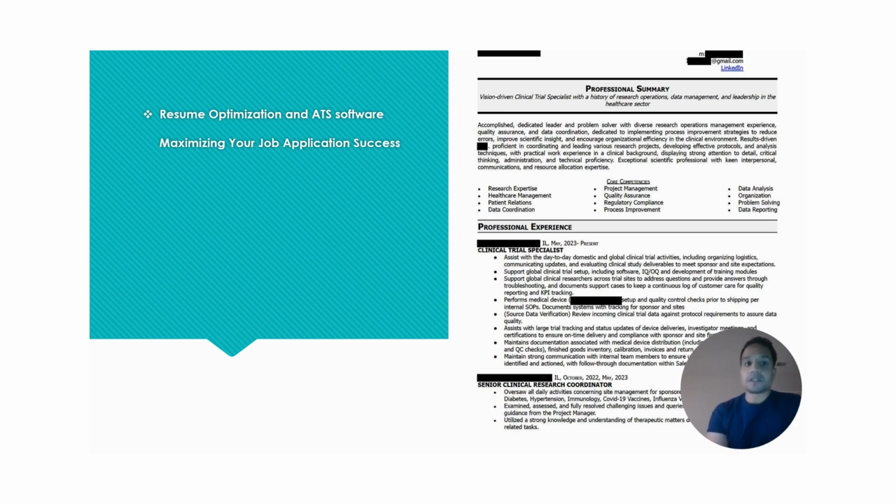Now, it seems like a lot of jargon, but two things are going on here. One, it's optimized by keywords, for example, domestic, logistics, communicating updates. It's optimized by keywords for that ATS software. And two, once a resume like this gets to the hiring manager, they're going to quickly understand, oh, this person clearly knows what they're doing. This looks like somebody we want to interview.